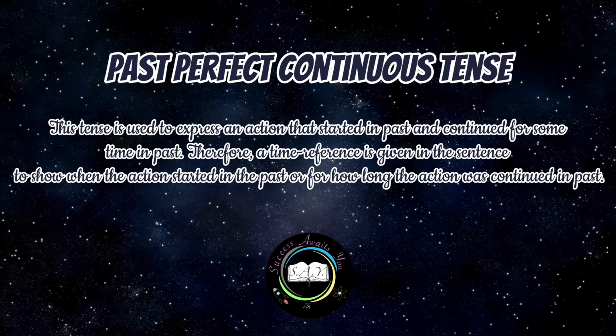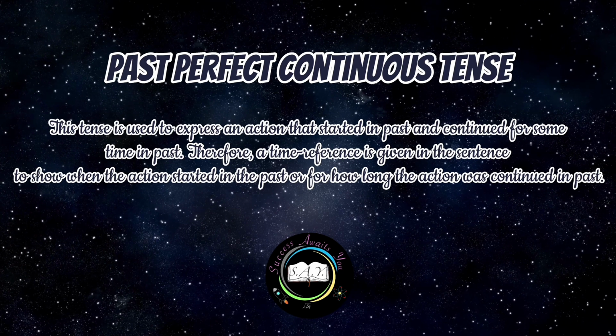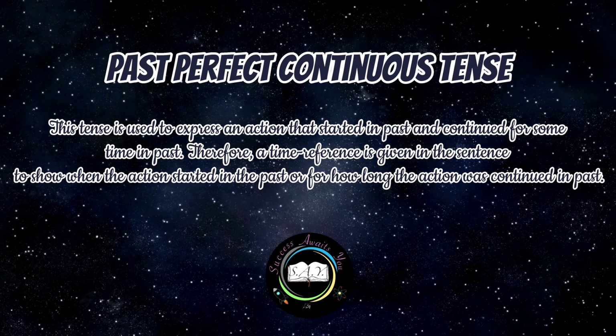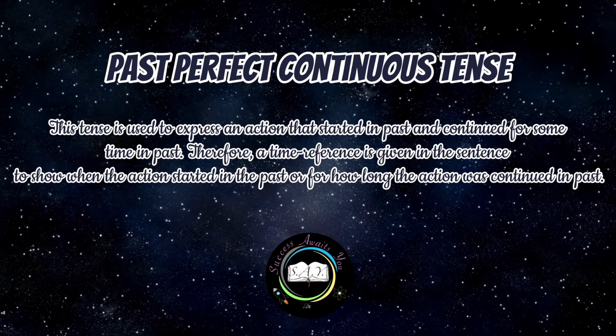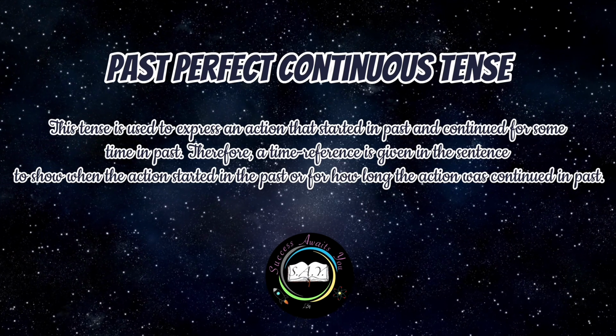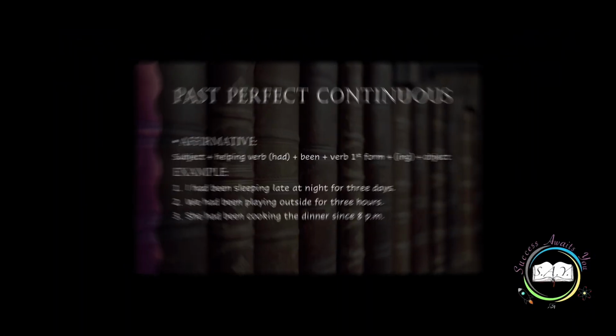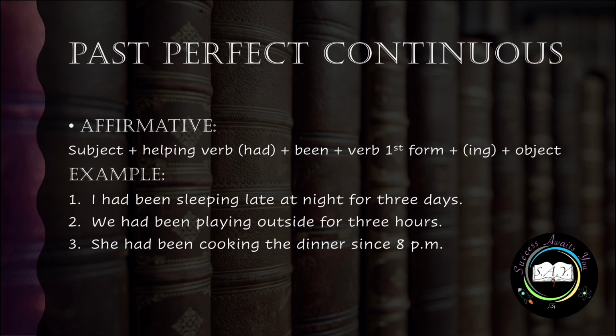Next is past perfect continuous tense. It states the continued nature of an action which started at some point in past, continued for some more or less specific time in past. It also requires time reference, and for that same words since or for are used. The structure for past perfect continuous affirmative is subject plus helping verb had been plus verb first form with ing plus object, which here will be since or for plus time.